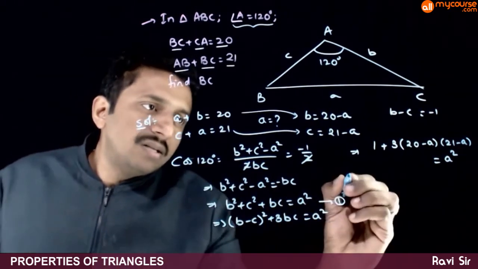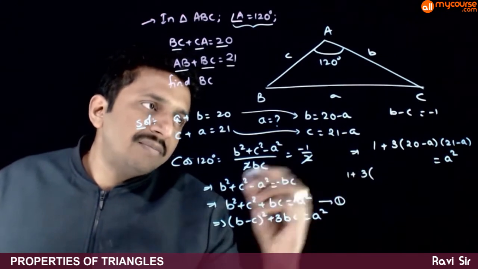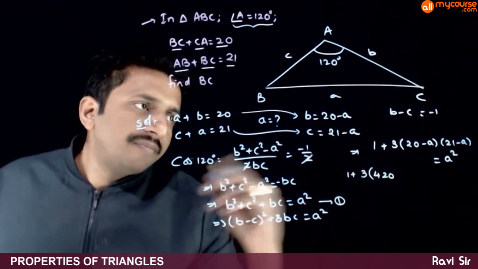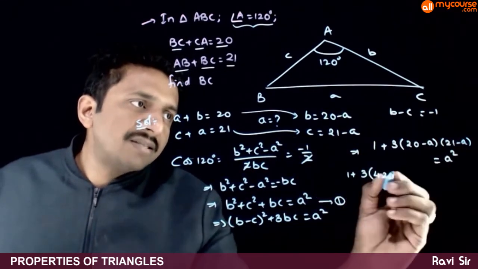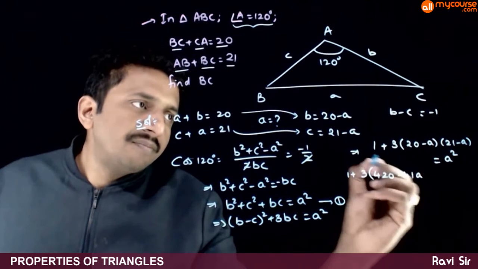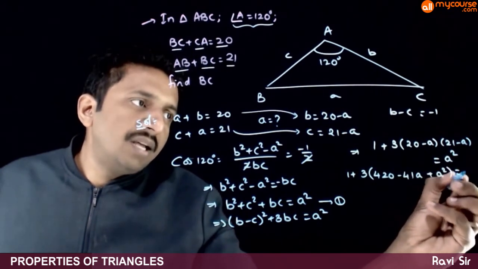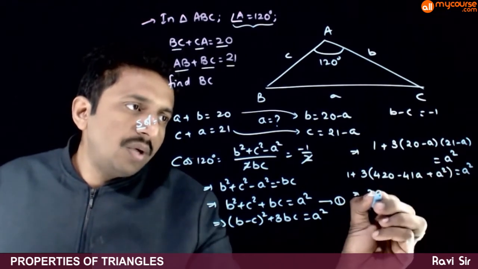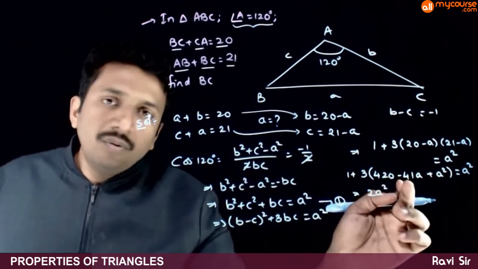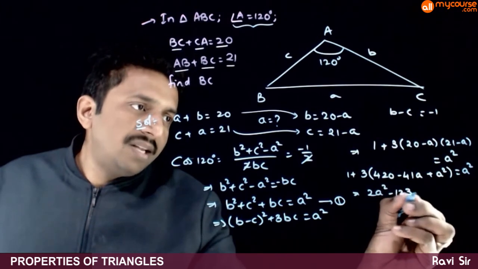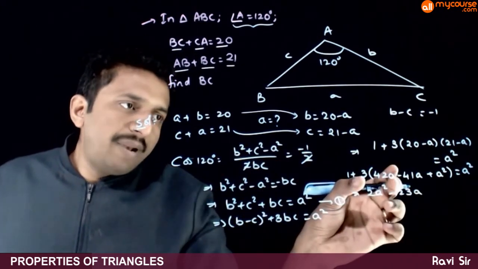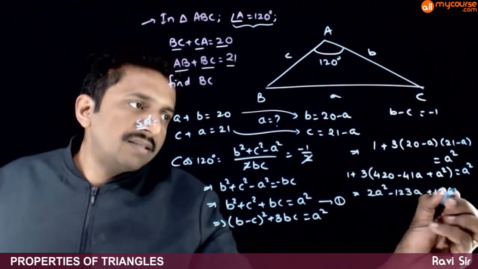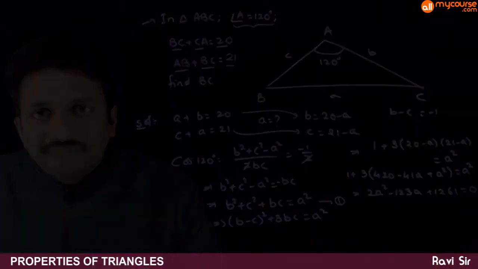Let us do this. So 1 plus 3 times 20 times 21, which is 420, minus 21A minus 20A, that is minus 41A, plus A square is equal to A square. So this implies 3A square minus A square is 2A square, minus 3 into 41, that is 123A, plus 1260 plus 1, which is 1261, is equal to 0.